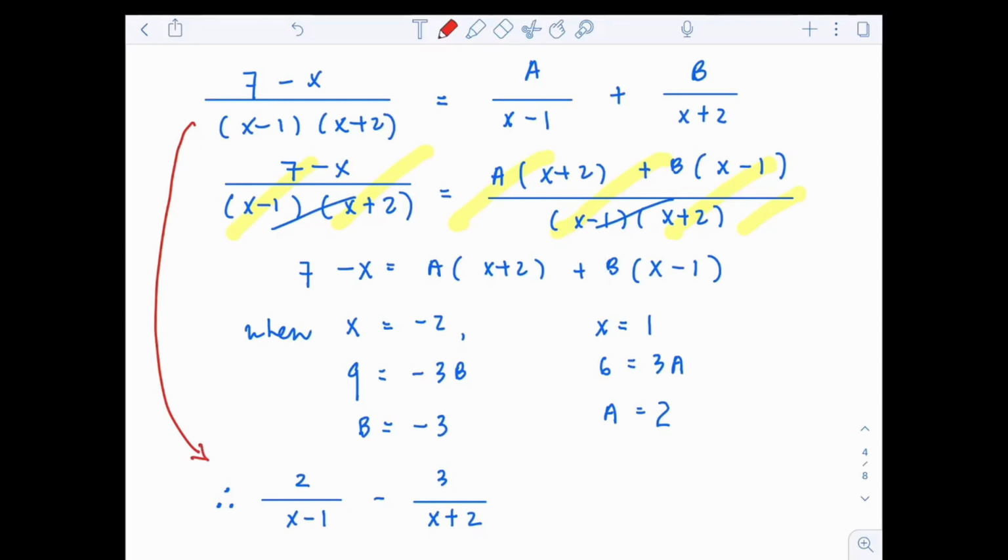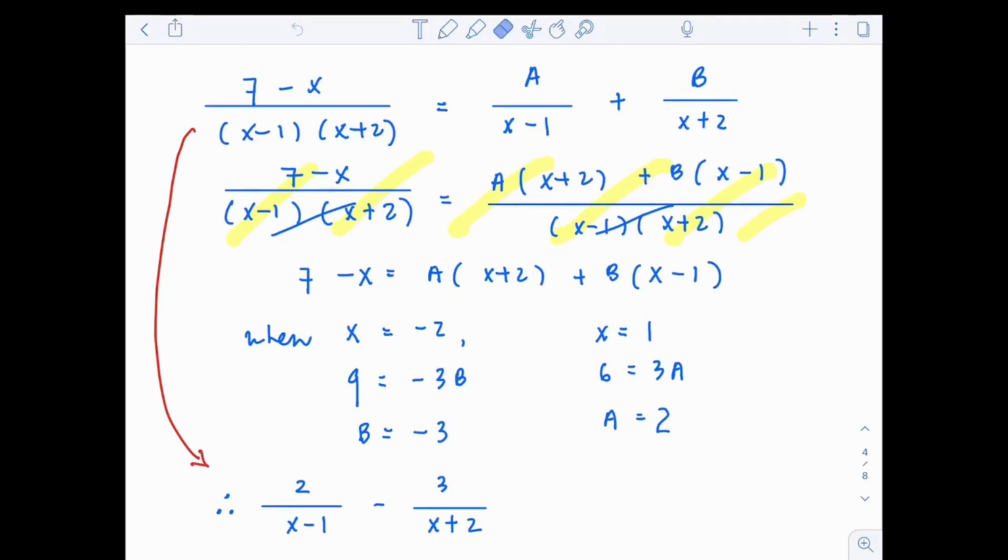Alright, this is a type 1. Alright, let's proceed to the type 2.